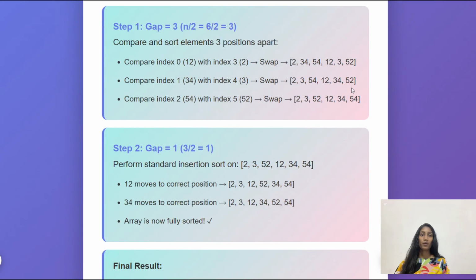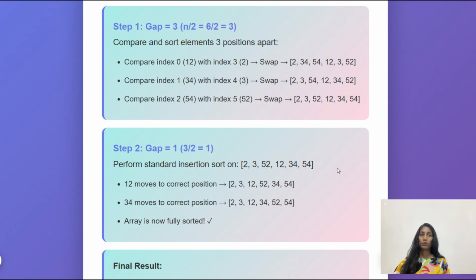Compare 54 with 52. 54 is larger than 52, so we swap them. The array becomes 2, 3, 52, 12, 34, 54. After this pass, notice how large elements have moved closer to their correct positions, even though the array is not fully sorted yet.